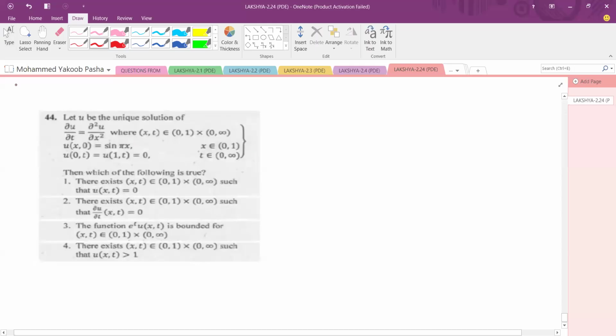This is the CSIR NET 2019 June question. Okay, we have the question here.